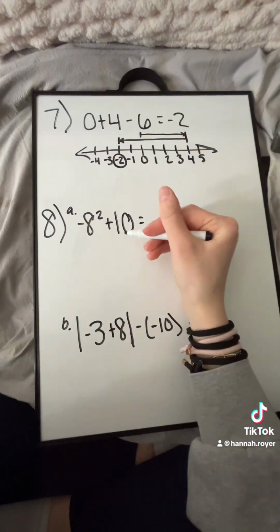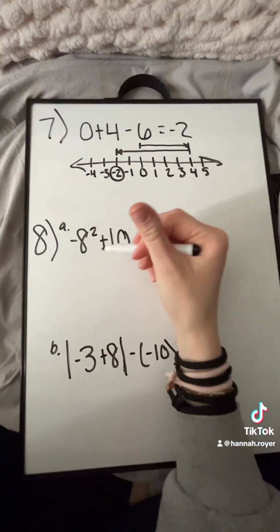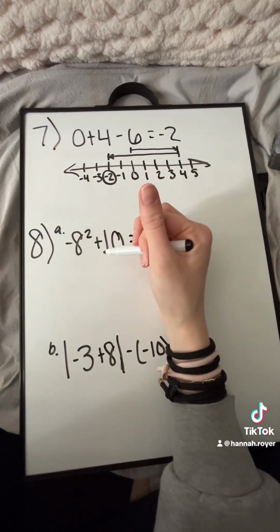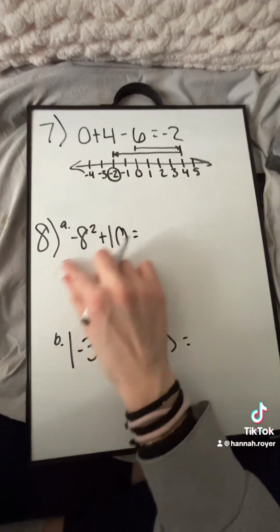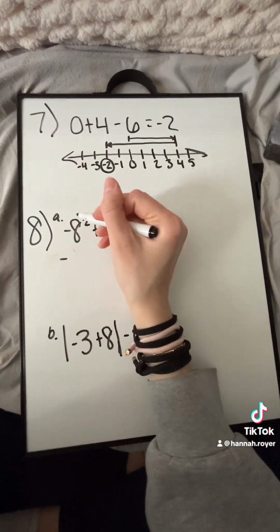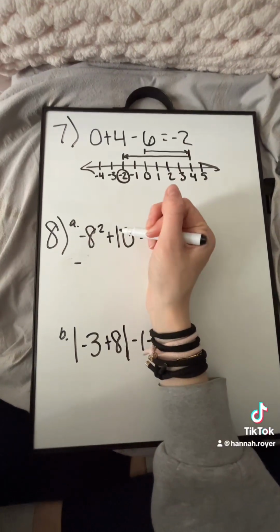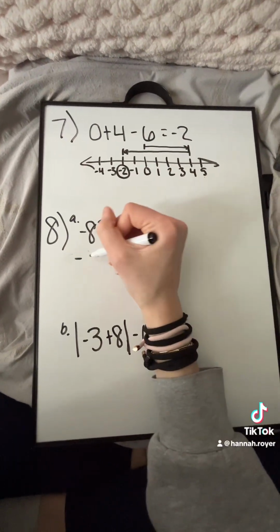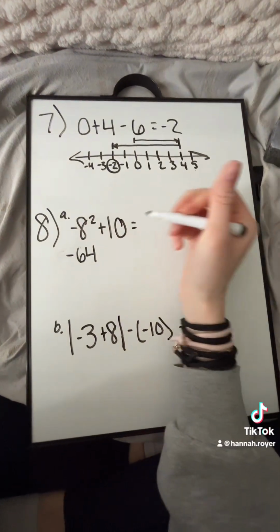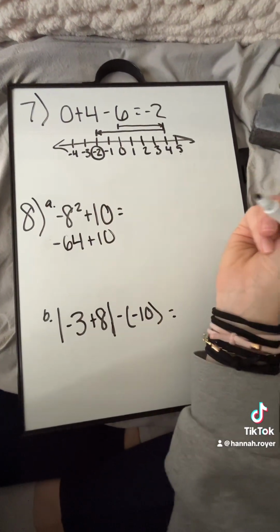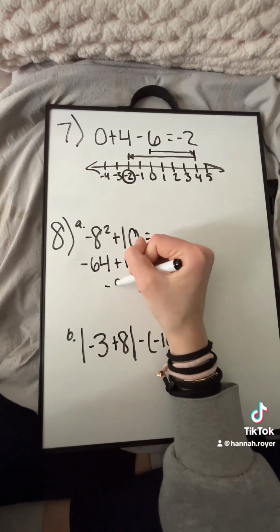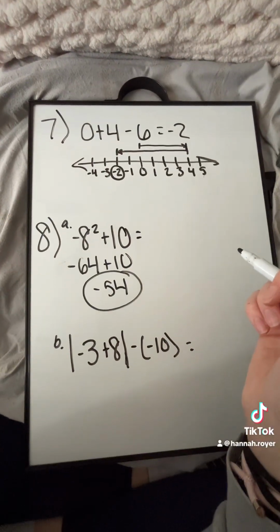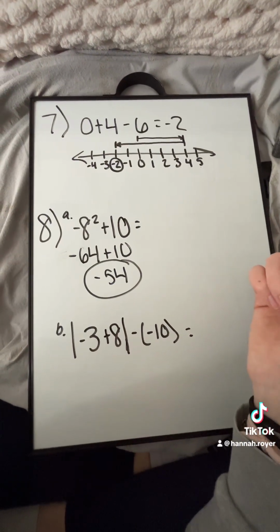For number 8, how you solve it is you start with -8 squared. You just bring out the negative first, and then you multiply 8 times 8, because when you square something, you're multiplying it by the same number. So 8 times 8 is 64, and then you add on the 10 again, and -64 plus 10 would be -54. So -54 is the answer for A.